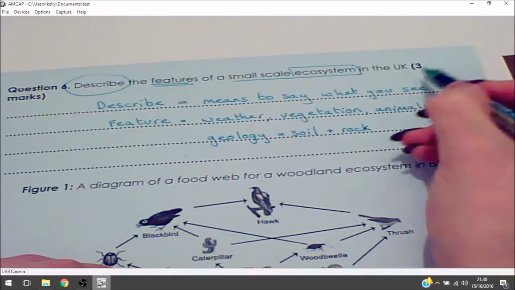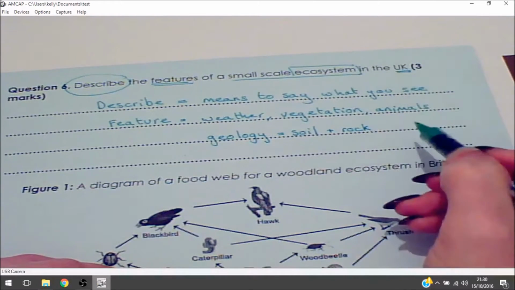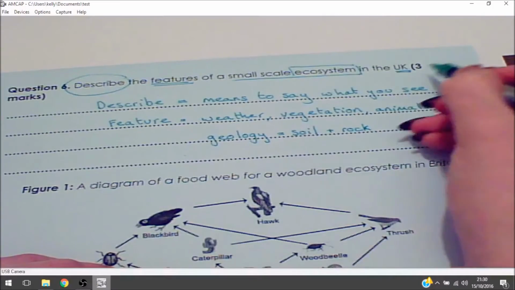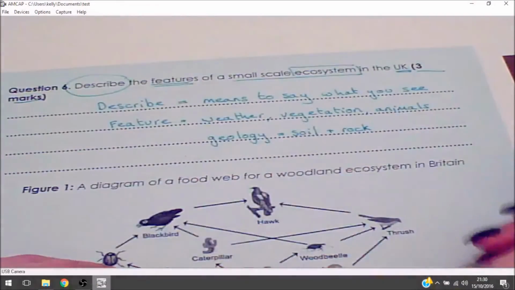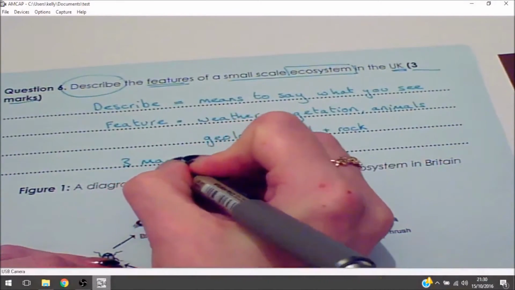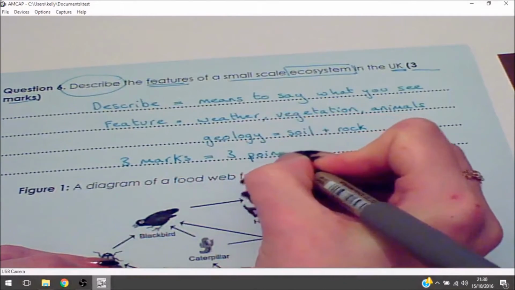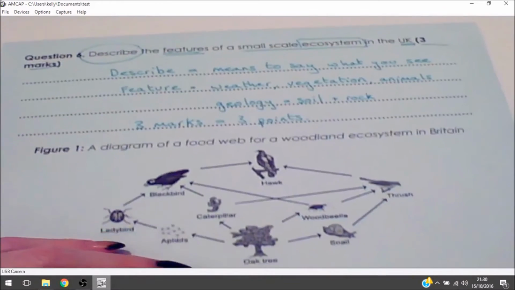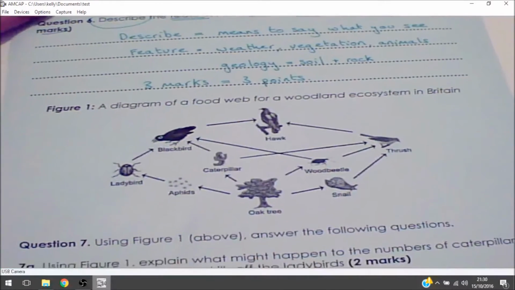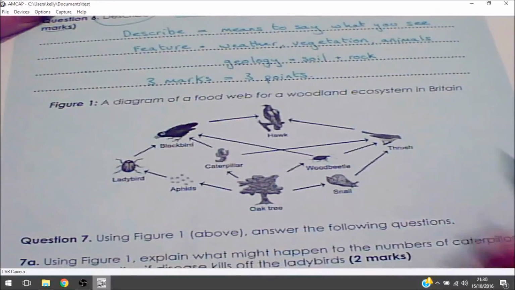Now remember, this specific example is asking for a UK example. And it's worth 3 marks. So think 3 marks, 3 points. If we move on to the next one, next question, question 7.